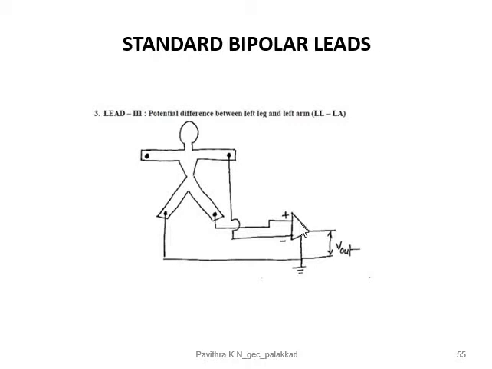So the amplifier used is a differential amplifier, and the reference electrode is always grounded. So those are the other 2 points to be noted in the case of standard bipolar leads. Next, let us move on to unipolar leads.